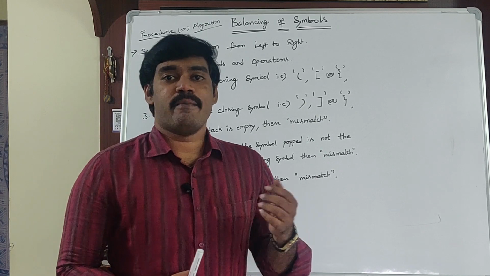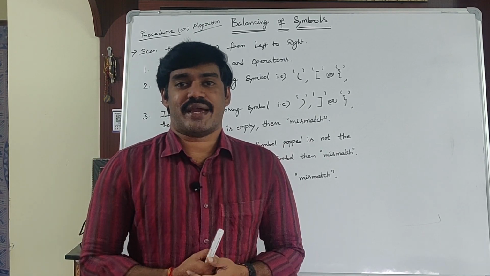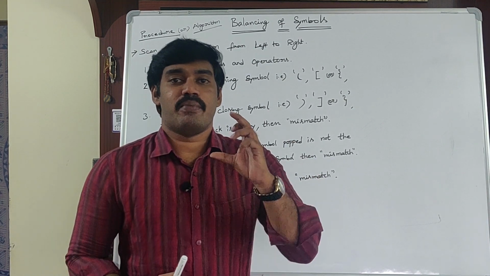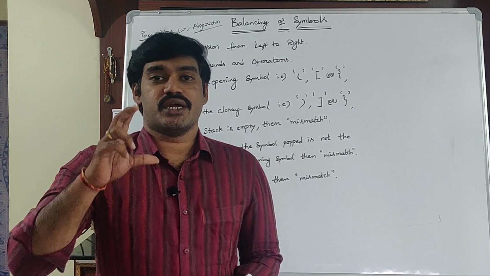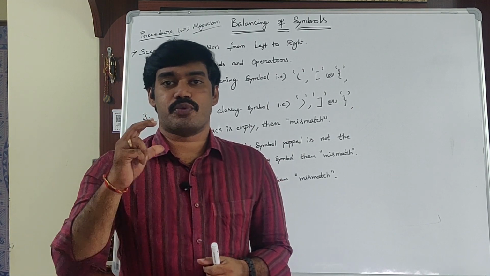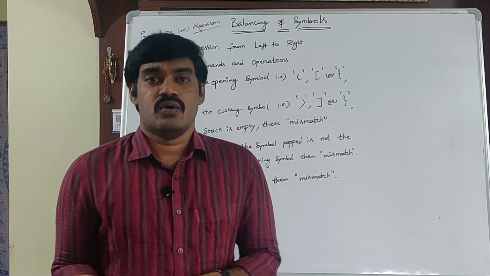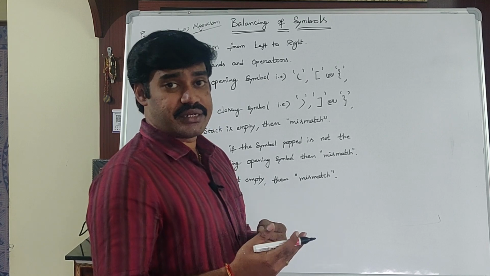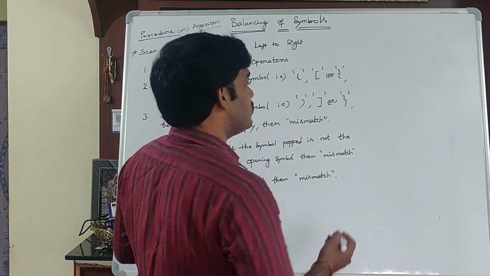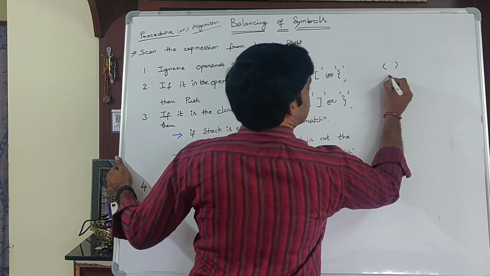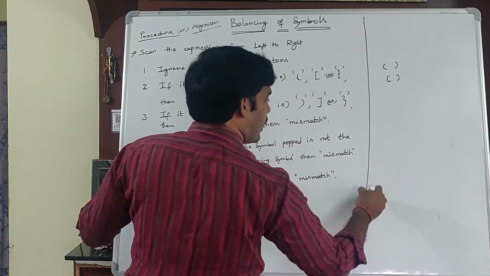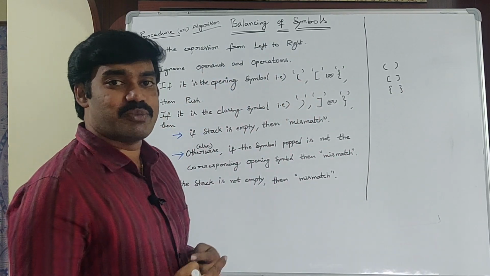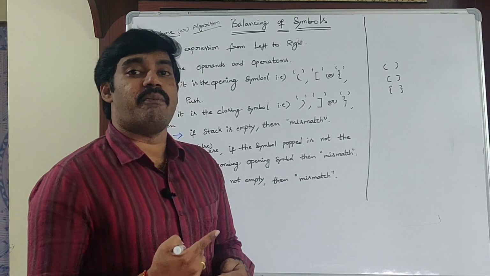In this session, I am going to explain one of the applications of the stack data structure, that is balancing of symbols. Compiler uses a stack data structure to check whether the symbols in your expression or in your program are balanced or not. What are the symbols that are used in an expression, other than operands and operators? Parentheses, brackets, as well as braces. These are the symbols that are used in an expression other than operands and operators.